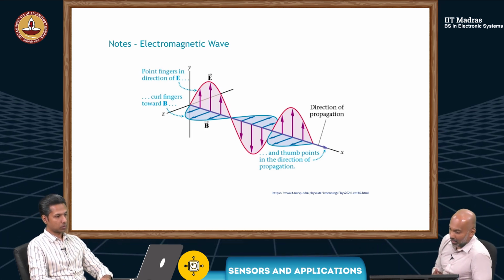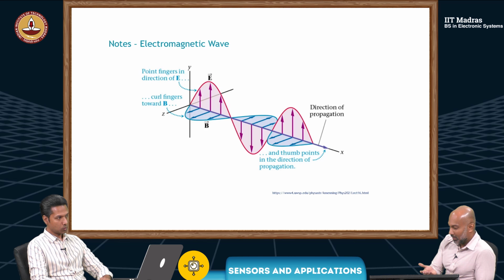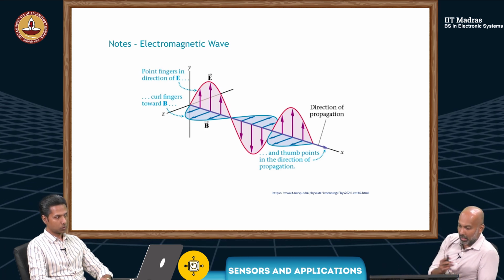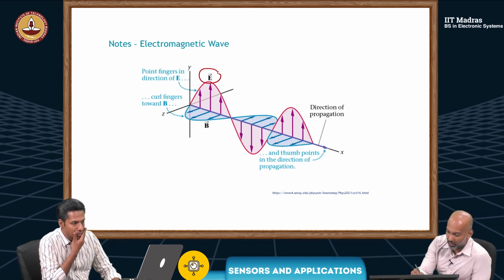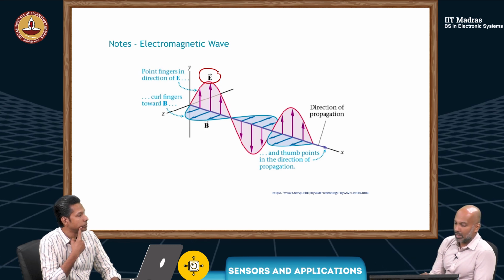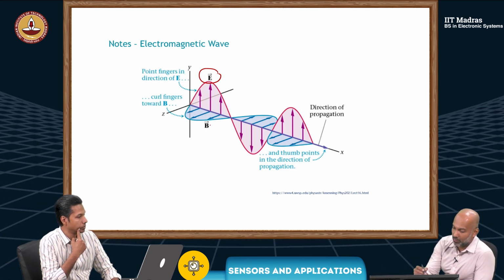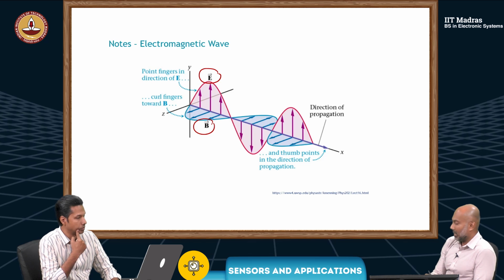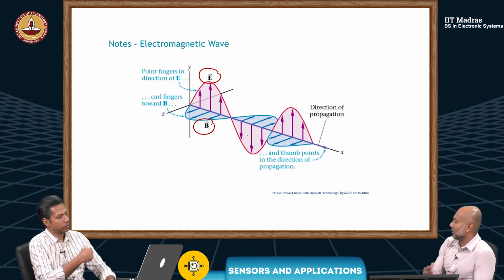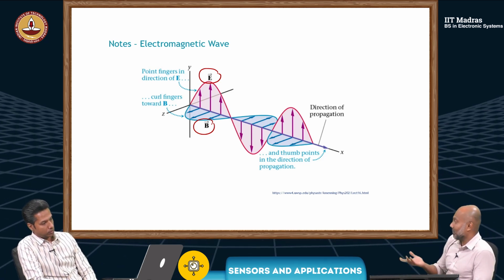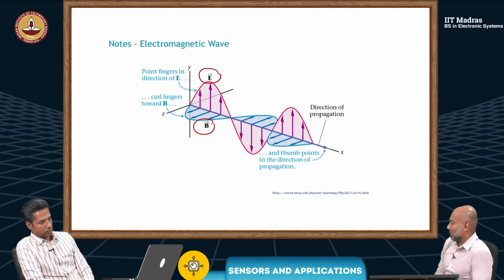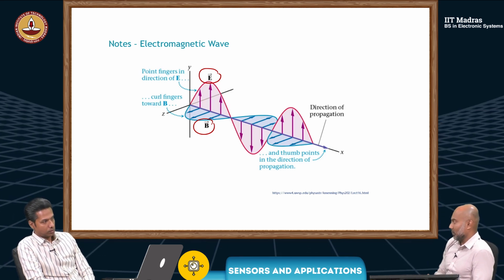So in this case, let's say it's propagating in the direction shown. If you point your fingers in the direction of E, and if you curl your fingers, then you get B. And this is basically how waves travel, which is equations 3 and 4, I believe.